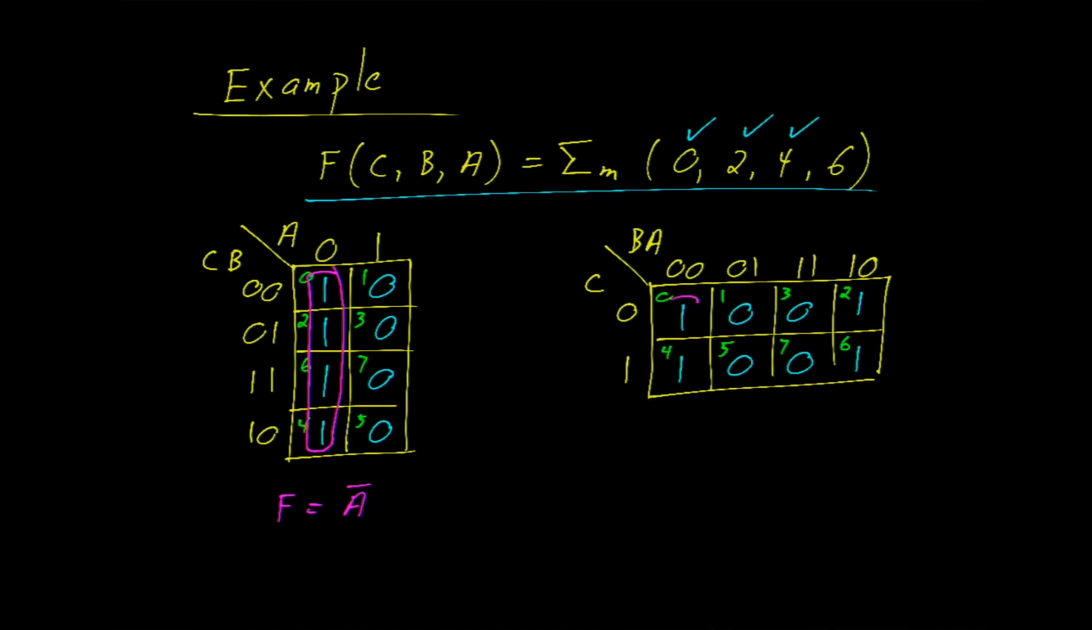On the right, you might be tempted to circle these. And while that's true, there is a larger circle. Keep in mind that there's a 1-bit difference between these two here and a 1-bit difference between these two terms, which means we can circle this way. That is interpreted as the A naught column. So F again is equal to A naught.